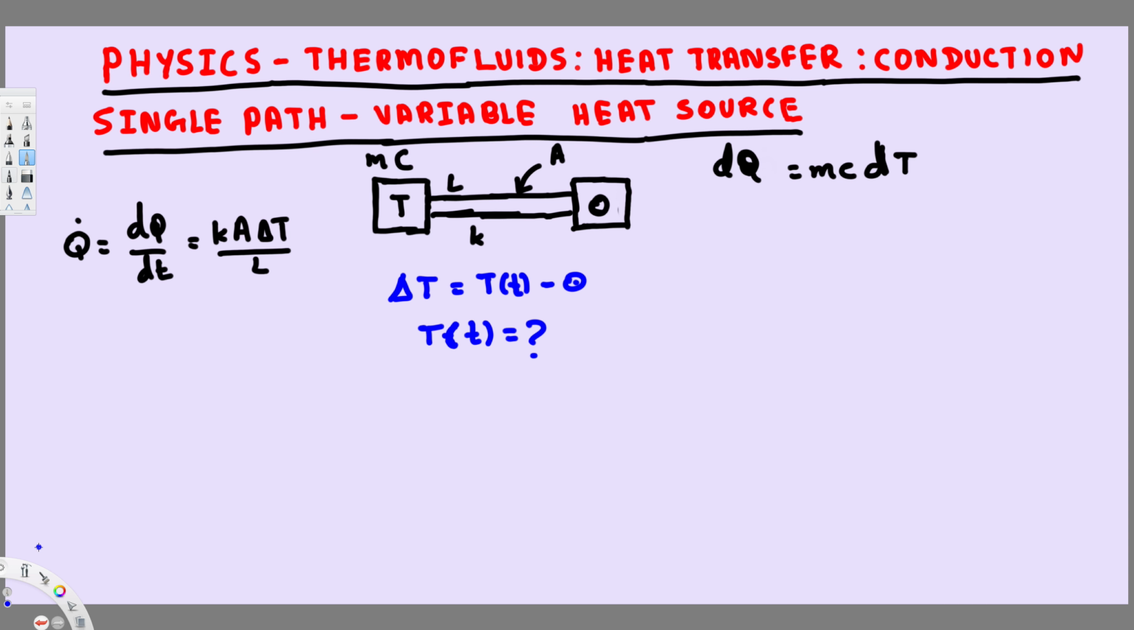Let's do this problem right here. This question is asking for the temperature with time, and we know this delta T is going to be temperature with time minus 0 according to this diagram, and let's see how we can find it.